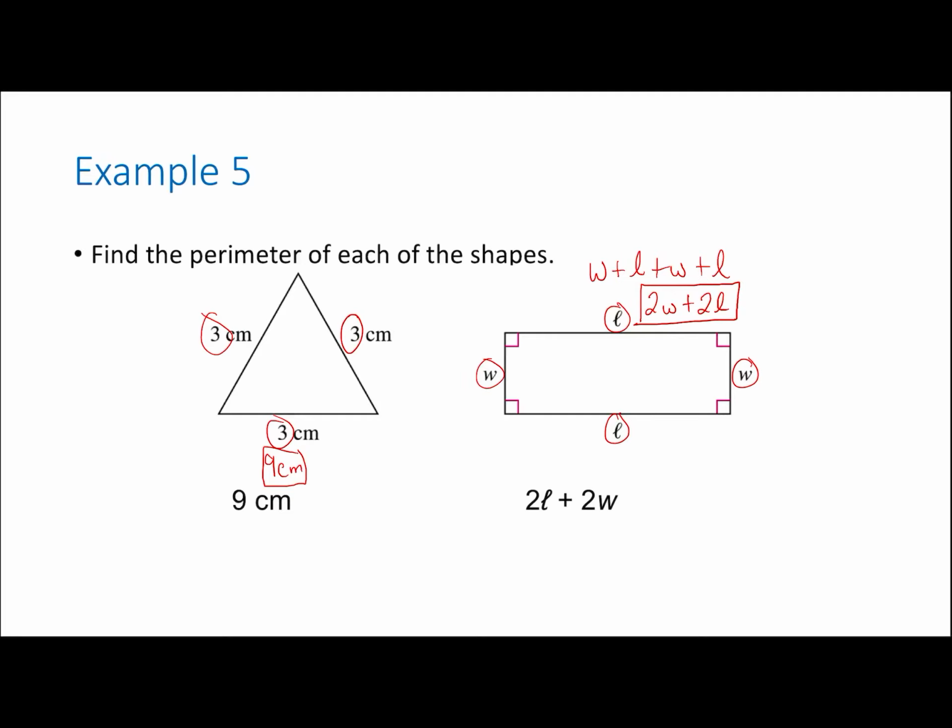2W plus 2L. And so, if I told you, well, the length is 7 and the width is 4, well, then you can put those numbers in and you could find this perimeter. Again, if we don't know, we just use the letters that are given to us. And you're going to see that a good bit as we work through some examples moving forward.